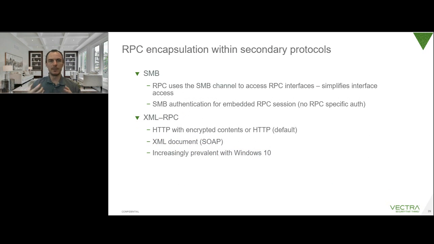Otherwise, this can be encapsulated within SMB. If this happens as you're doing your investigations, you're not necessarily going to see specific authentication for the RPC. This is done as part of the general SMB. And then more commonly now, with Windows 10, you're seeing XML RPC. So basically, the request authentication is coming over an XML document.